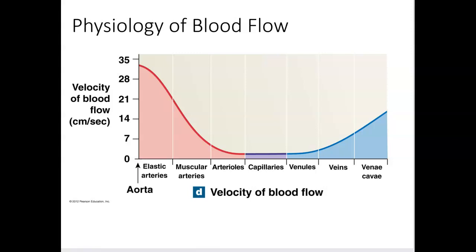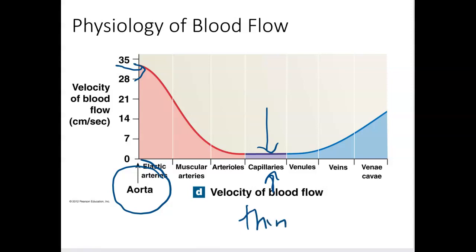One is just the velocity, like which vessels have the greatest or fastest flowing blood. And we touched on this previously, but remember that those big arteries are going to have the fastest flowing blood. If you look at this graph, notice that the slowest flowing blood is in a capillary. Remember, we want the slowest flowing blood to be in a capillary because that's where the tissue exchange occurs.